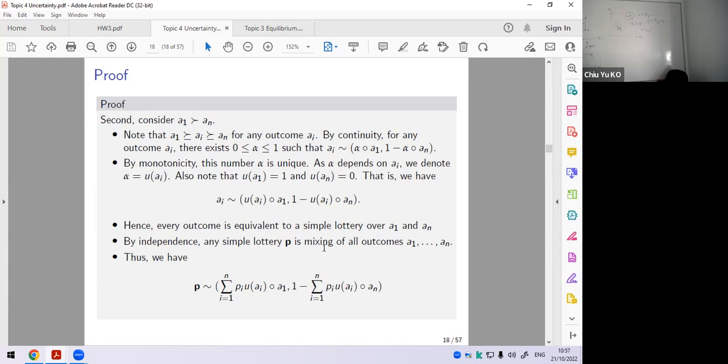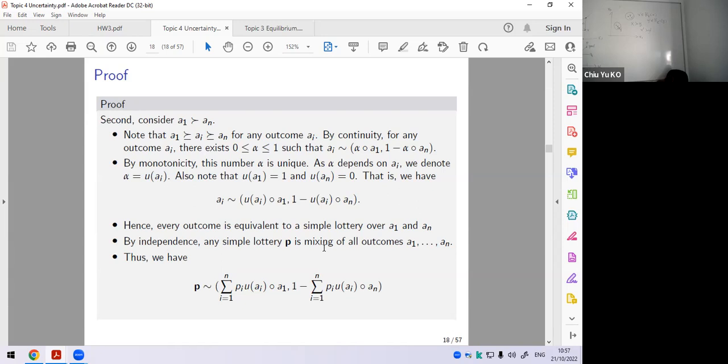A1 is actually 1 of A1 and 0 of AN. A2 will be U of A2 of A1, and 1 minus U of A2 of AN. And AI will be U of AI of A1, and so on. I'm not going to do the rest.